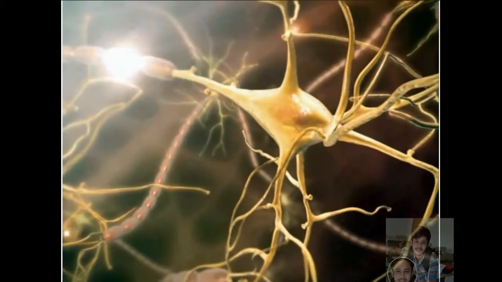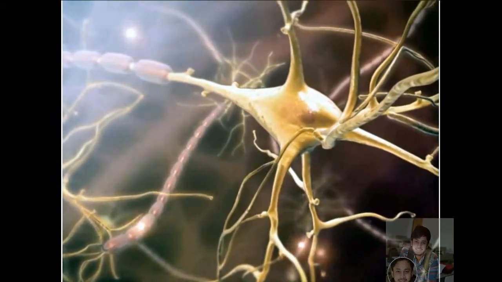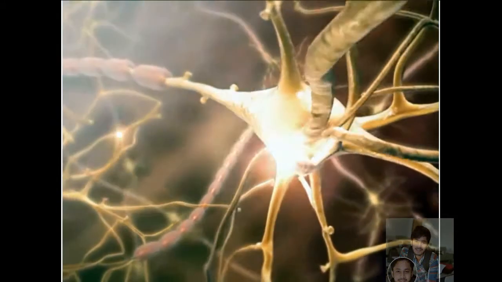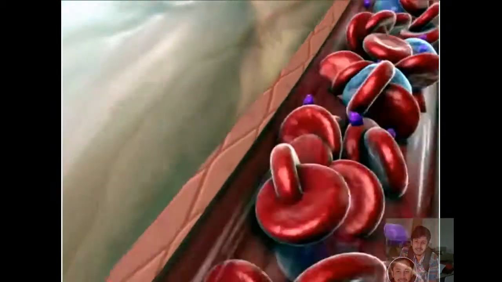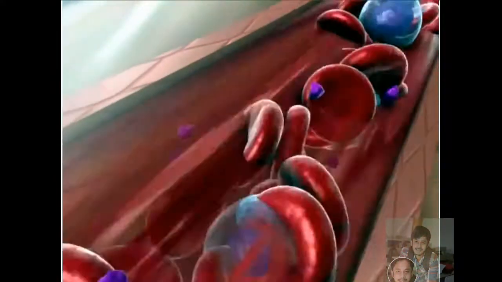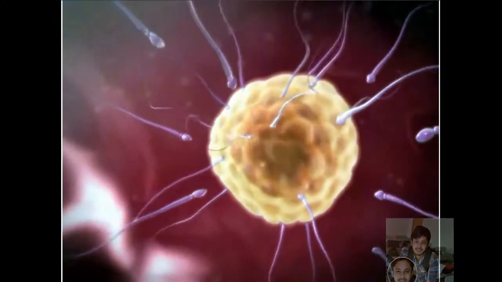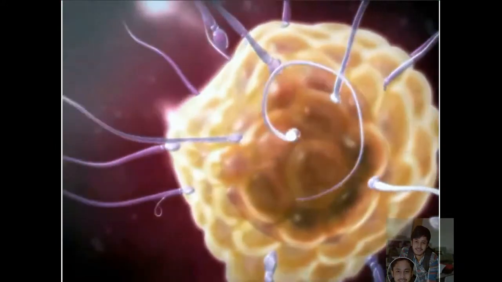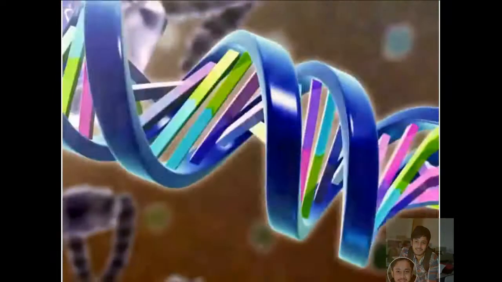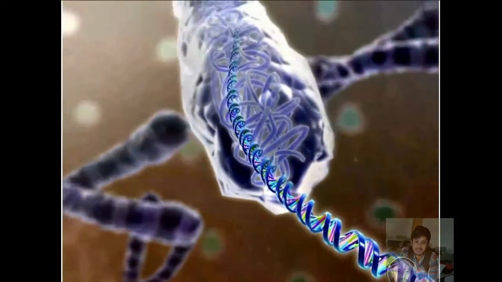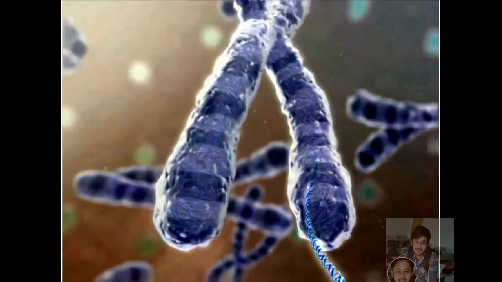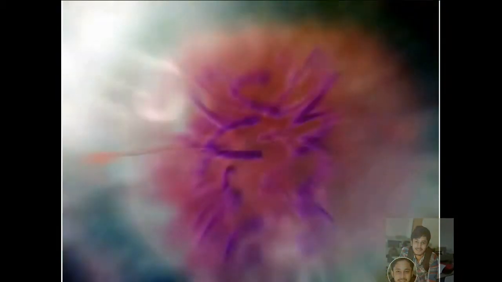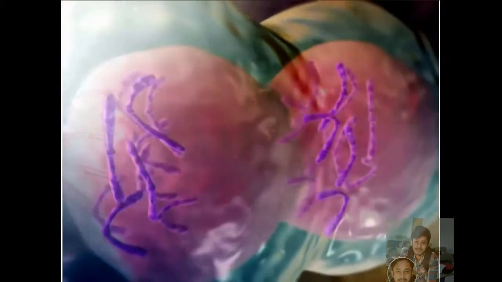Nervous system cells send messages within the brain and throughout the body to produce actions. Cells in the blood carry oxygen and help the immune system. Male and female sex cells unite to produce offspring. The genetic information inside each type of cell acts as an instruction manual telling a cell how to function and replicate.